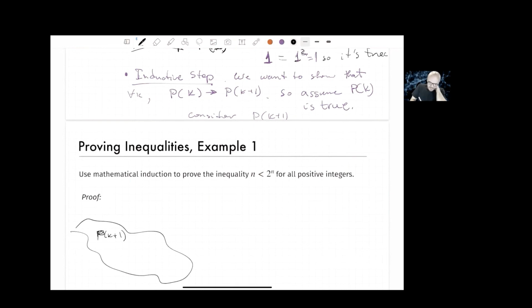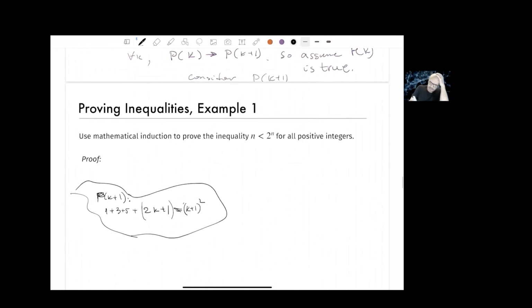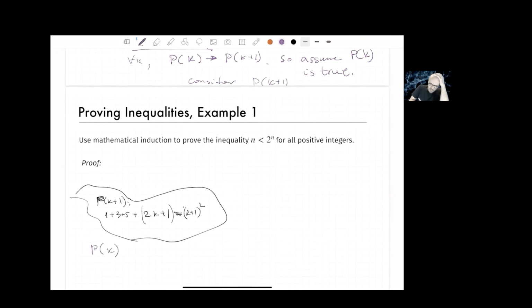That is 1 plus 3 plus 5 plus up to 2k plus 1 equals k plus 1 squared. Am I correct? Is that my P of k plus 1? Yeah, I agree with that. So what was Pk, just to be clear? Let's use a different color. Pk was 1 plus 3 plus 5 plus blah blah blah, 2k minus 1 equals k squared. That I get to assume.